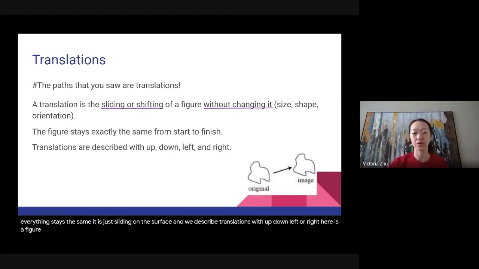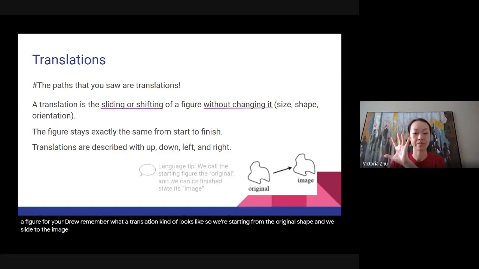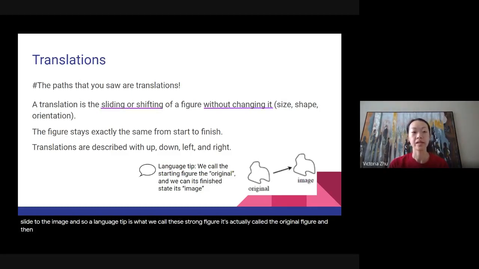Here's a figure for you to remember what a translation kind of looks like. We're starting from the original shape, and we slide to the image. A language tip is what we call the start figure. It's actually called the original figure. And then its finished state is called its image. So an original figure is translated to its image.